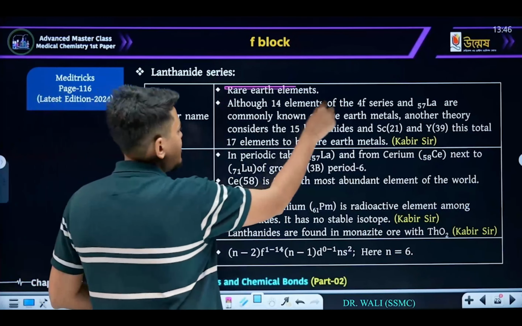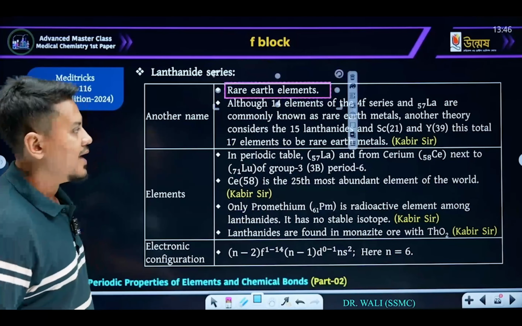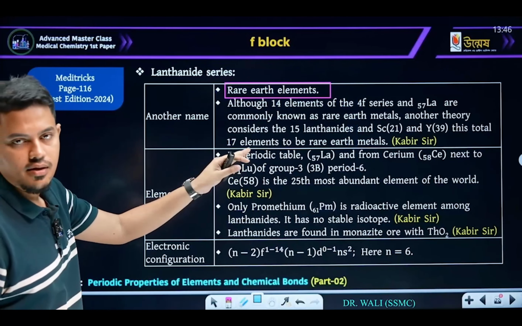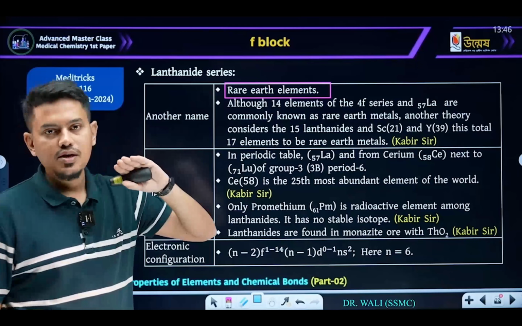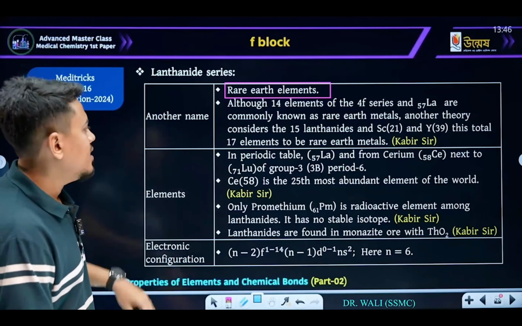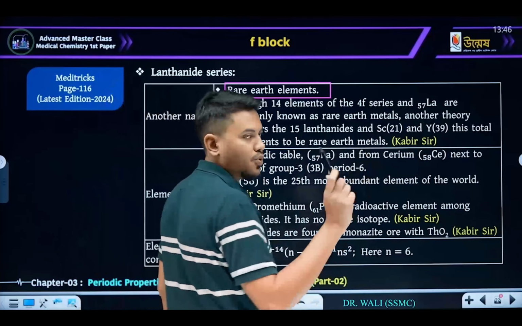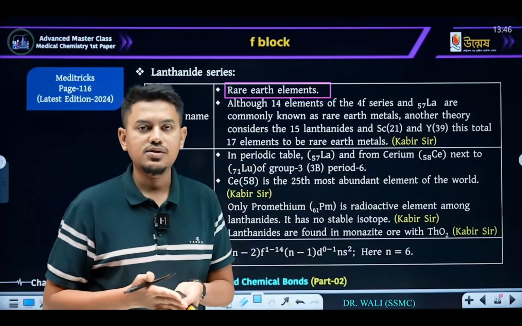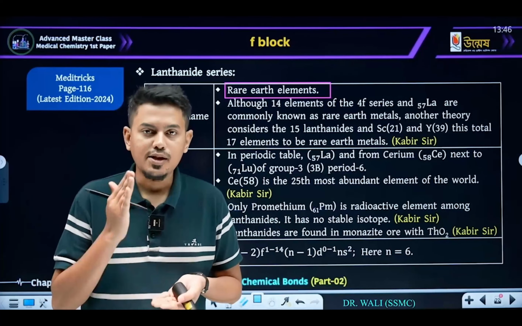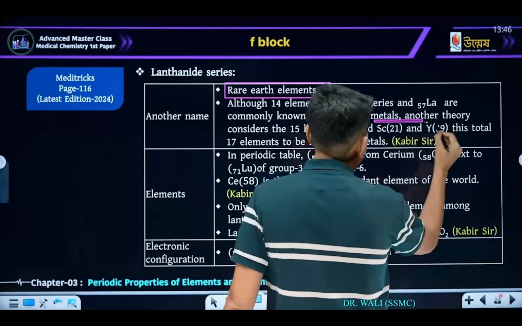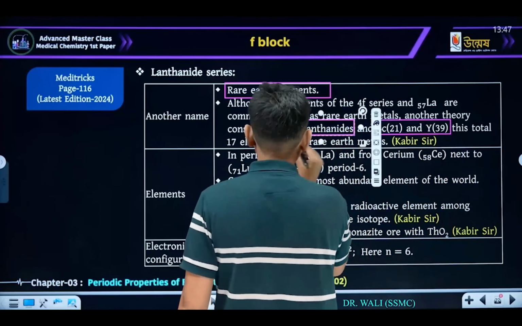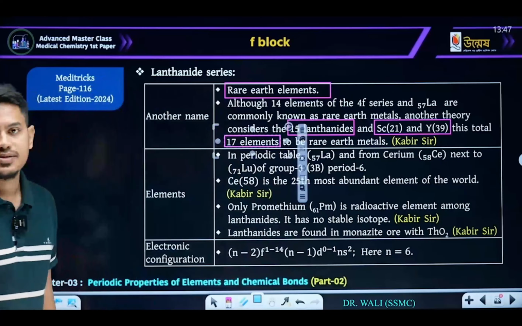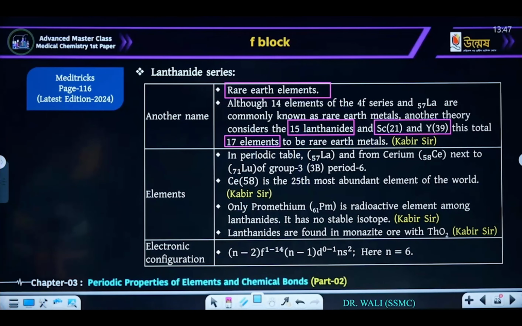Lanthanide series, another name can be rare earth metal. This is very important for medical admission tests, and so is the number of members. Group 3 and period 6 are called the lanthanide series. You should also know that rare earth metal is not only confined to the lanthanide series but also includes scandium and yttrium. Including scandium, yttrium and the 15 lanthanides, a total of 17 elements are called rare earth metals. So if you have any question regarding the number of rare earth metals, the answer would be 17.